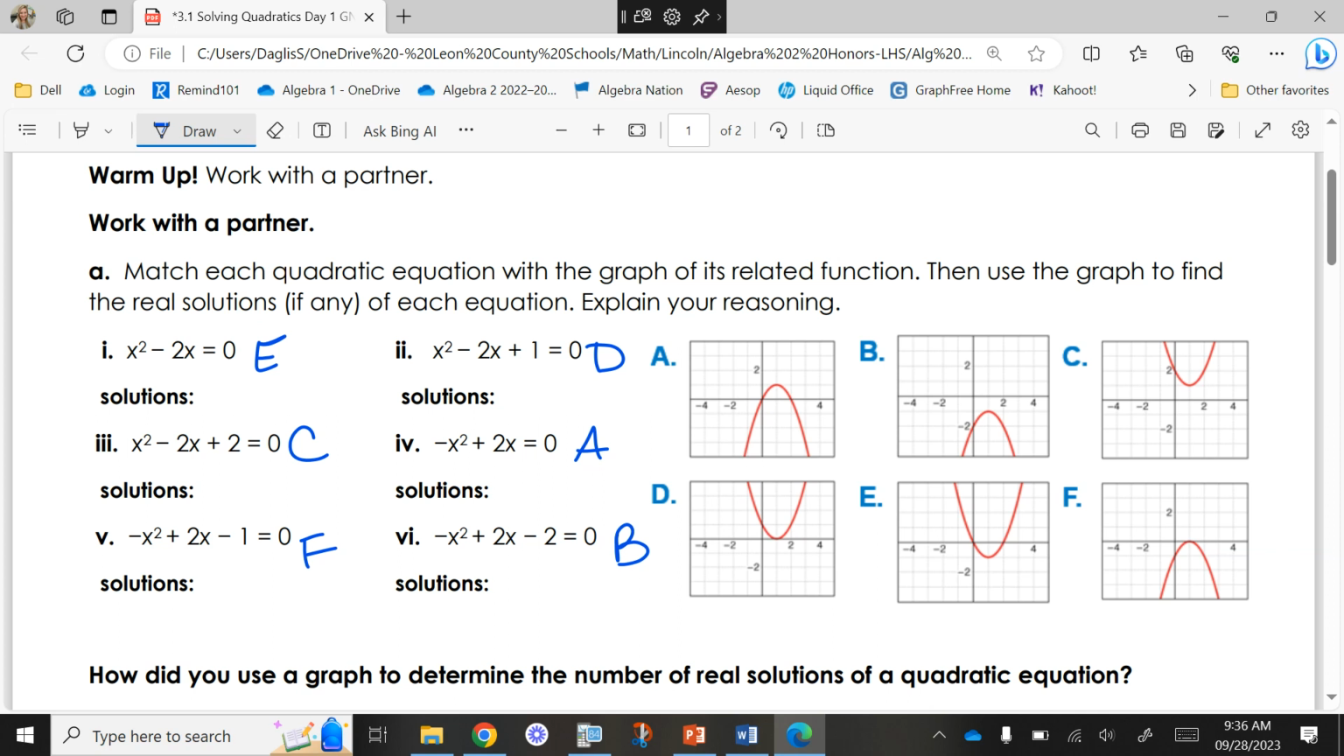Does anyone remember what the solutions are of a graph? What you got, Brennan? The zeros. So they're called zeros. They're called solutions. What else are they called? X-intercepts. Nice.